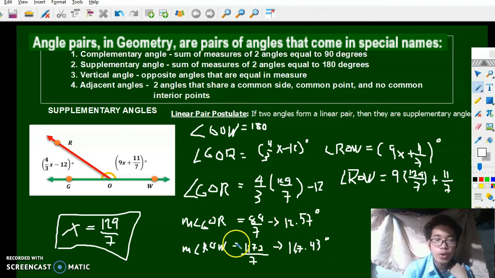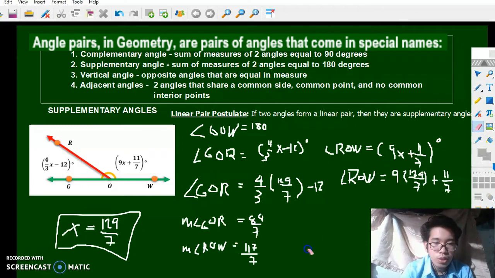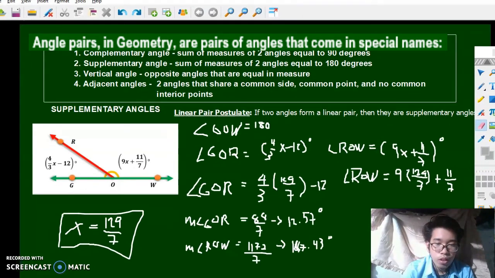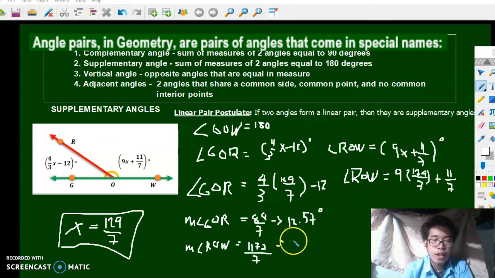And the measurement of angle ROW is equal to 167.43. Let's write that cleanly. So the measurement of our angle ROW is 167.43 degrees, and the measurement of angle GOR is 12.57 degrees.